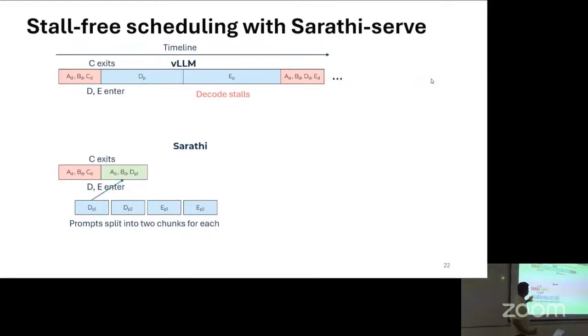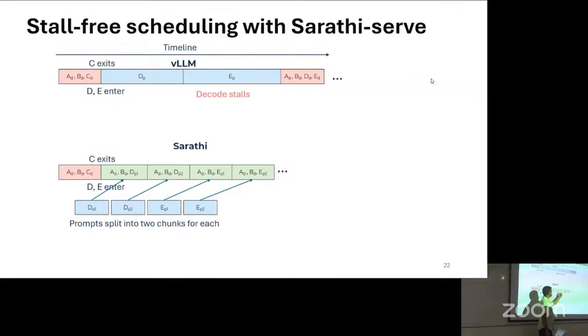The way we schedule them is that A and B are in the decode phase. A and B will always run. But each time we are going to add 1 chunk to the schedule. So rather than computing the prefill of D all at once, we compute it over 2 iterations. In those 2 iterations, A and B continue to run. Similarly, for E, we compute the prefill over 2 iterations. All the decodes continue to run.